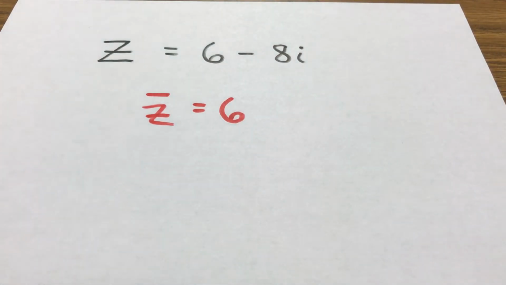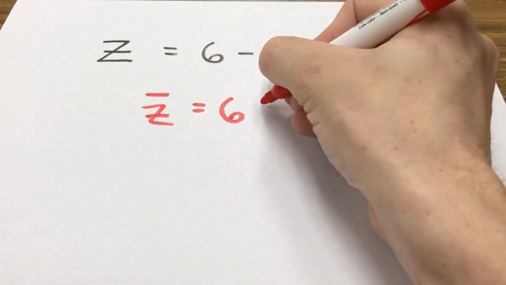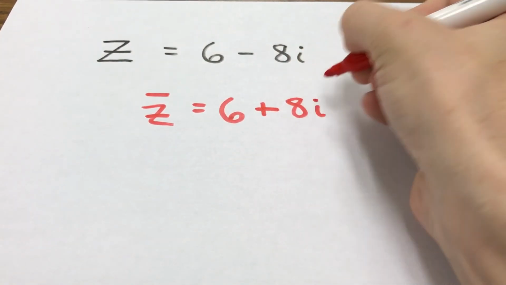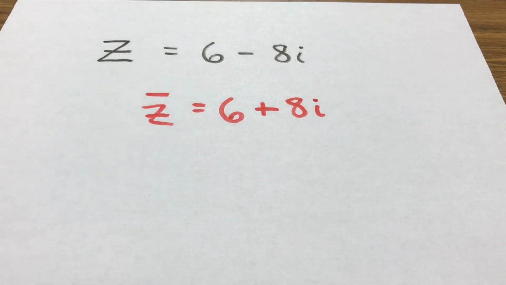Now, the imaginary part is negative 8, so when I switch the sign on the imaginary part, it's not a negative anymore. It's a positive 8. So let me go ahead and write that down. And there's the complex conjugate.